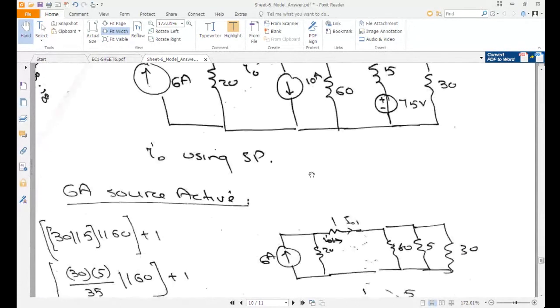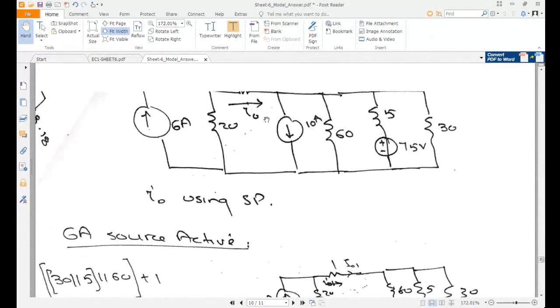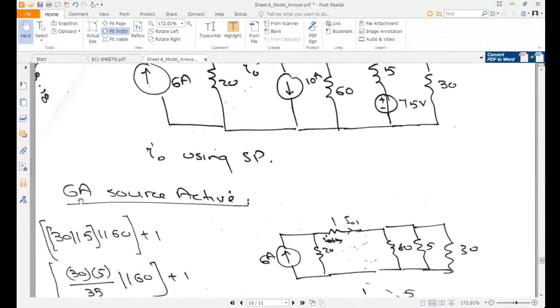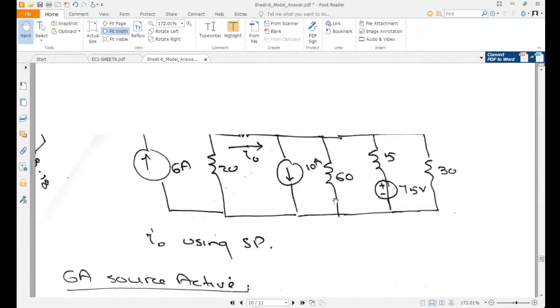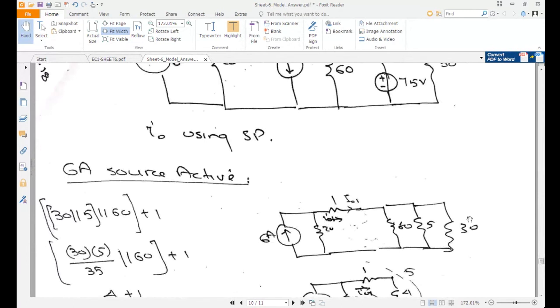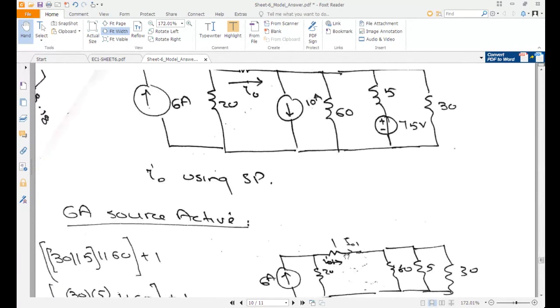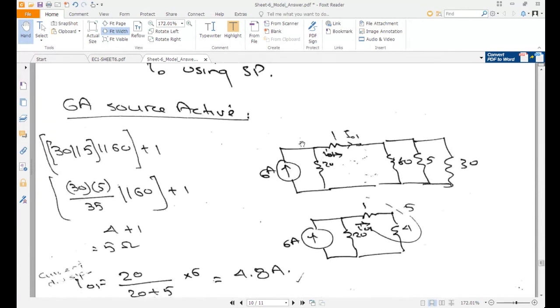Here it is. I naught you have to find. When 6 ampere alone is acting, when this alone is acting, the circuit will be like this. This 10 ampere will be open circuit. This 75 volt will be short circuit.